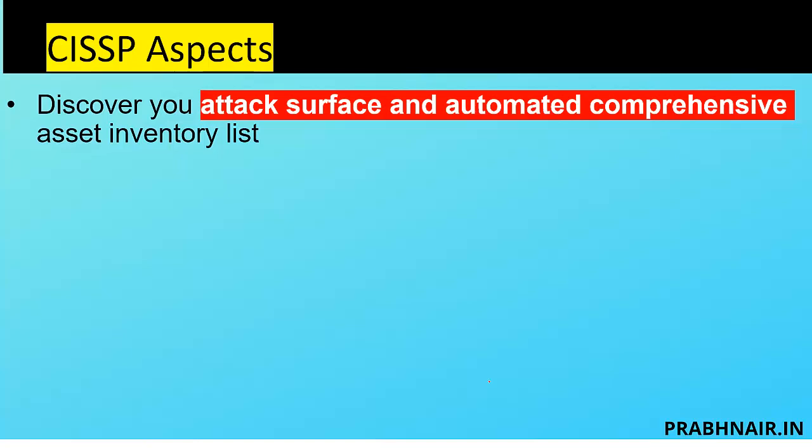Even in the CISSP, we say, in order to drive risk assessment, patch management, incident management, anything, we need an updated inventory list. Without an inventory list, we cannot drive any kind of security. So visibility is very important for security. So the first thing, post impact, as a CISSP, is to discover the attack surface and automate the comprehensive asset inventory list.